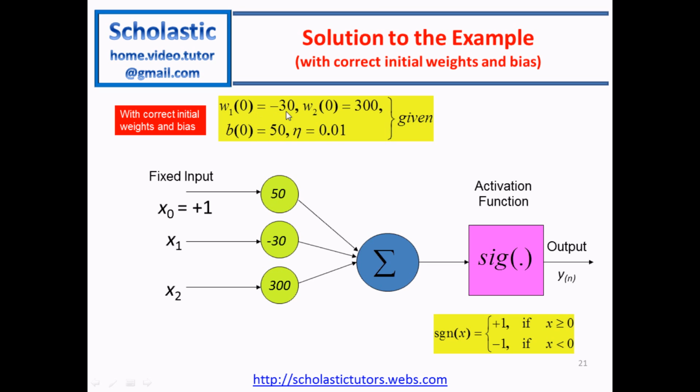But say somebody has trained the network and got the values correctly, and he tells you that you have to have the weight vectors w0, w1 and w2 at timestamp 0 equal to -30 and 300, and your bias should be 50 here. So this is after some training. But in this particular question, what I show here is how, with the correct initial weights and bias, we are going to get the classification.